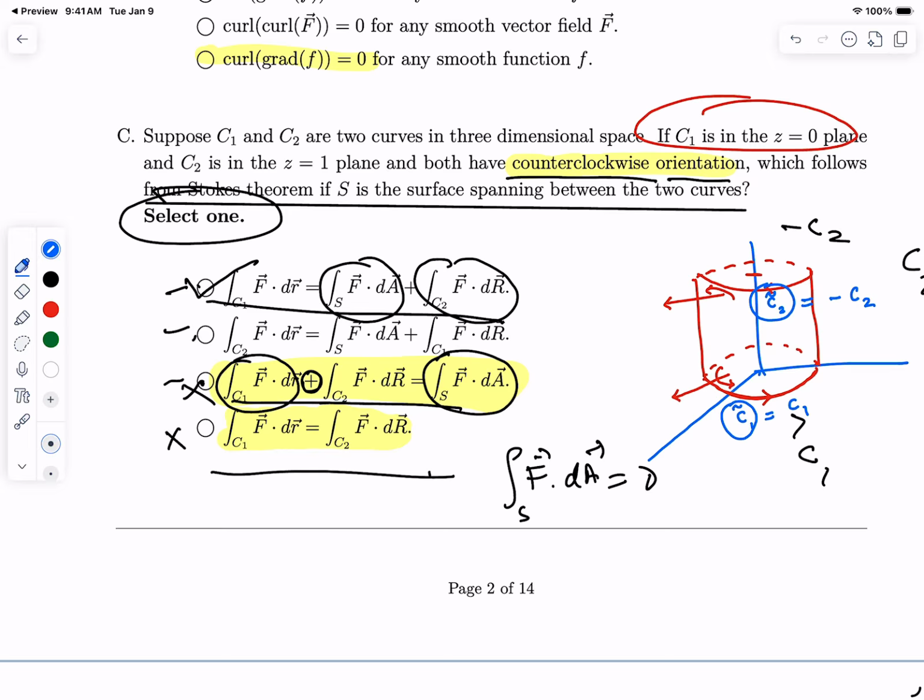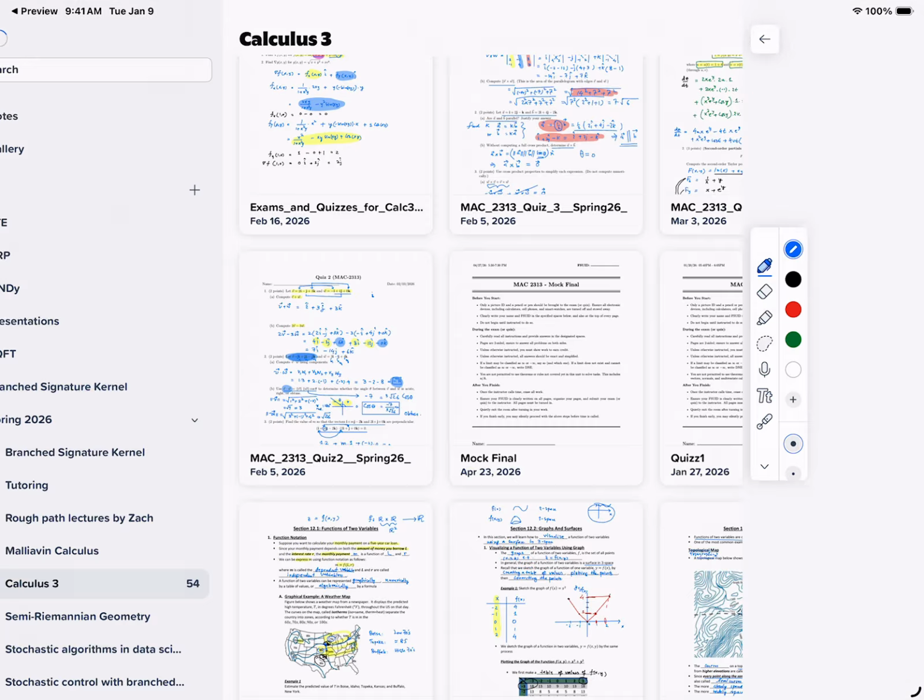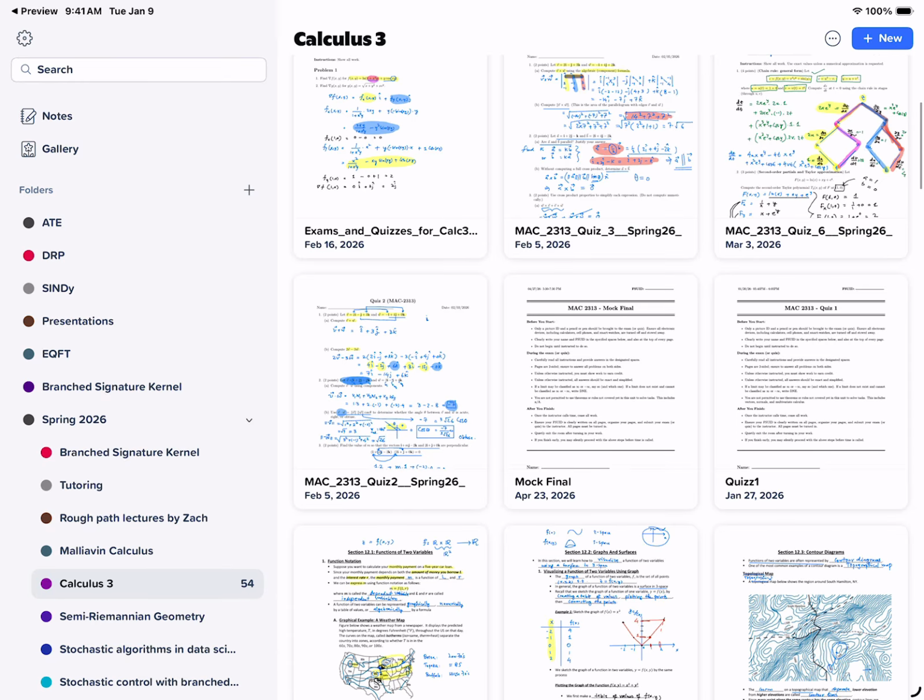Okay, this question will not be on the exam. If it is on the exam, you will get full marks. So leave it. Yeah, I think sorry.